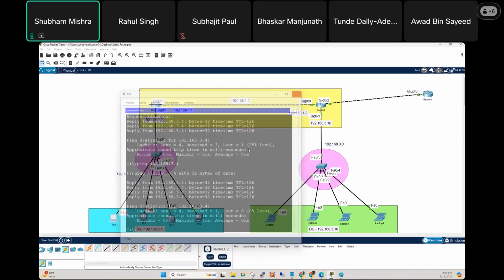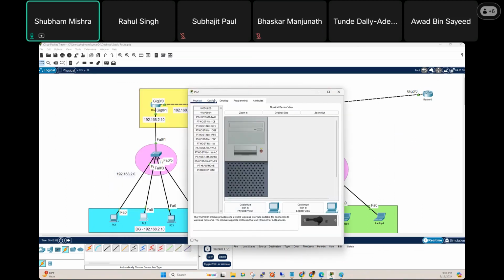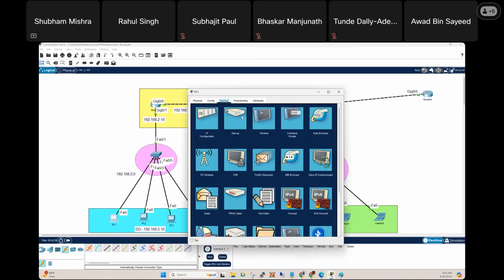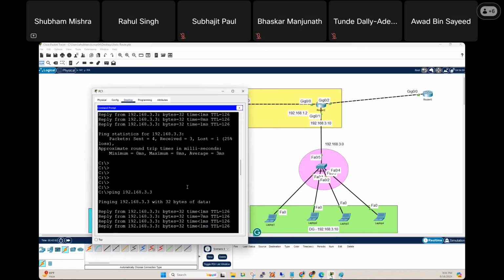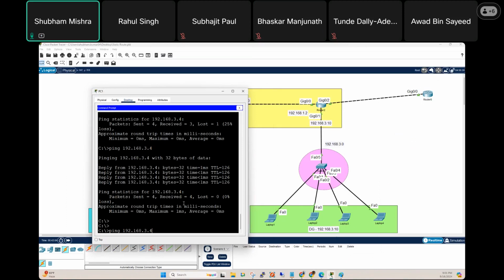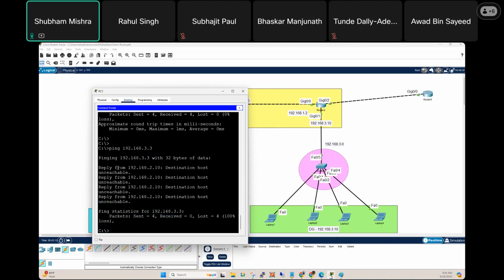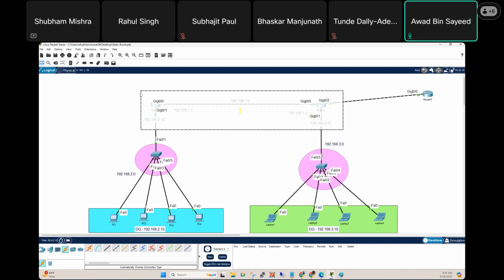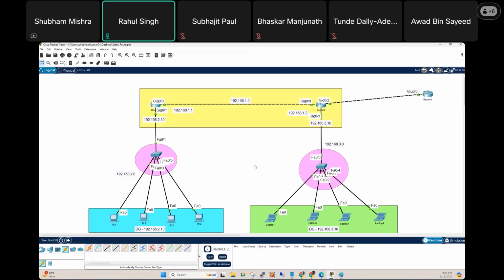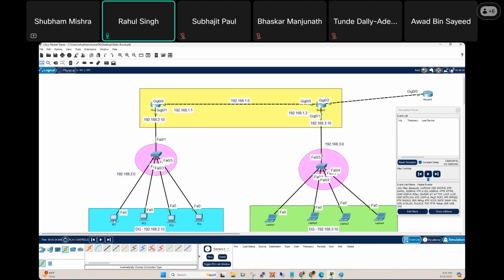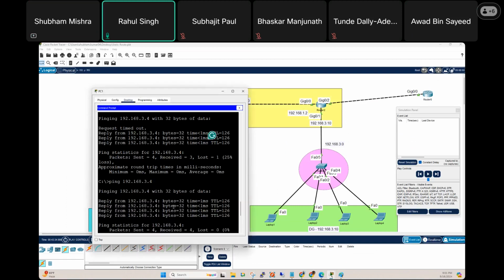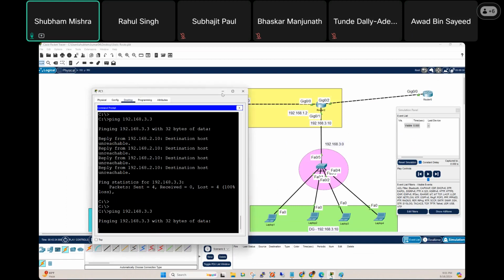But tell me one thing. I am on the same PC number 1, and now, instead of PC 4, I am trying to reach PC number 3. What is the error? Host unreachable. What is the reason? I think the packet is going but not coming back. Actually, sir, we have provided point-to-point communication, that's why we are not getting a reply from 3.